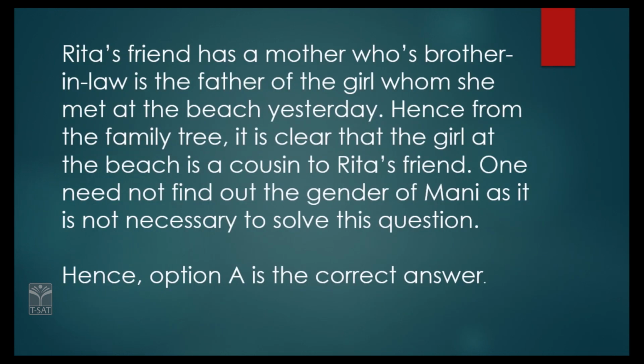Now we can say very clearly, Rita's friend has a mother whose brother-in-law is the father of the girl whom she met at the beach yesterday. Hence, from the family tree it is very clear that the girl is a cousin to Rita's friend. Here the very important thing is there is no need of finding the gender of Mani, whether he is male or female, it is not necessary.